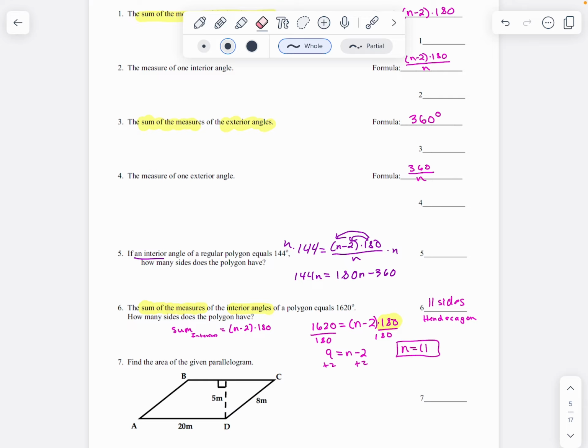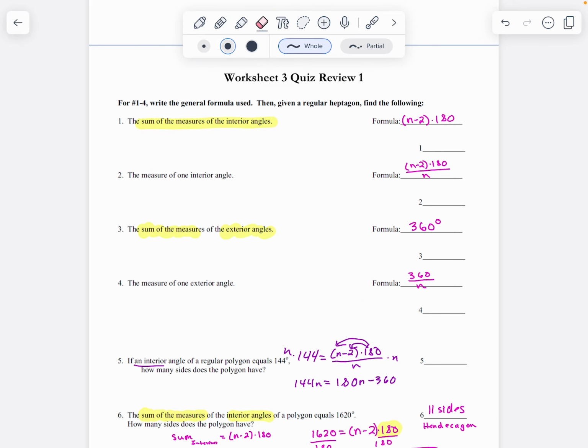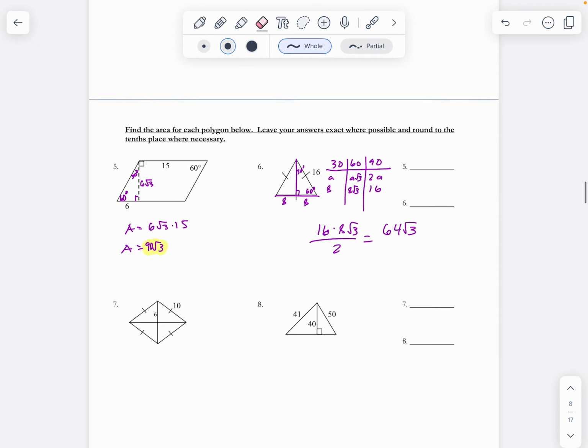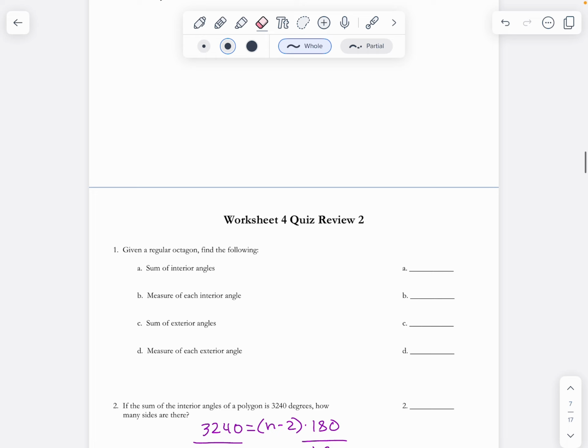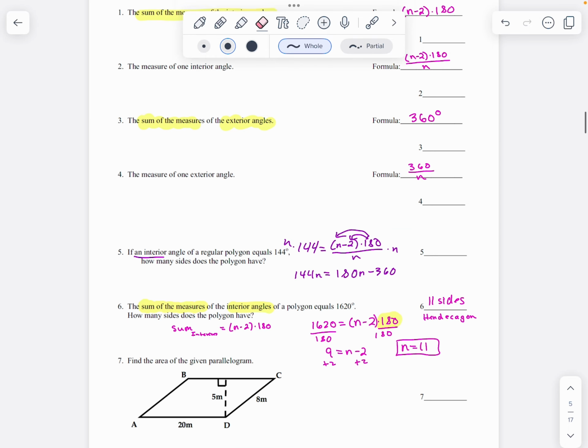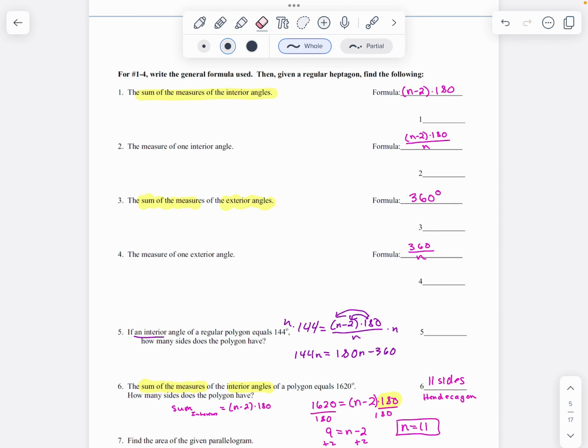Again, I had another few questions asking about some of these problems on worksheet 3, and actually, I had a couple here on worksheet 4. I don't know if I'll go over the worksheet 4s, but I will give you the formulas for the worksheet, just in case you missed them during the notes.